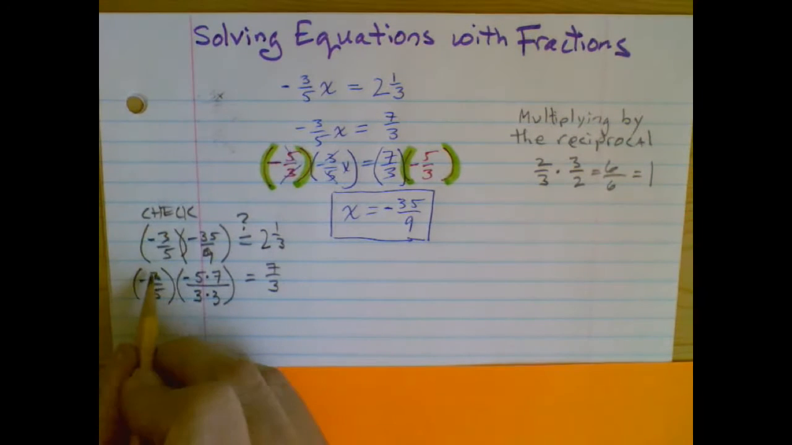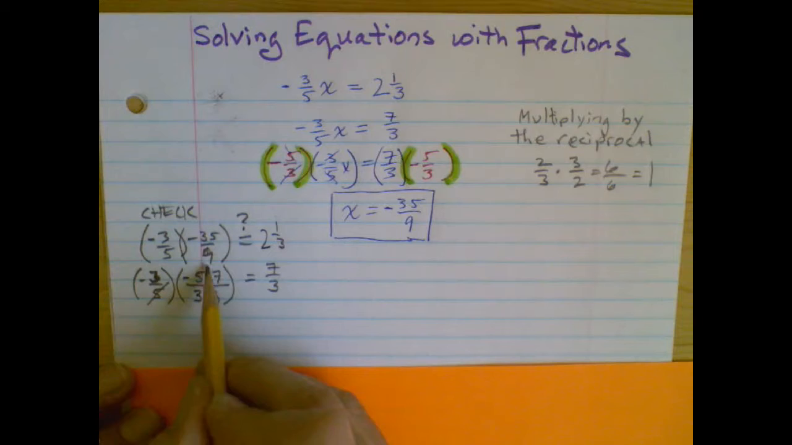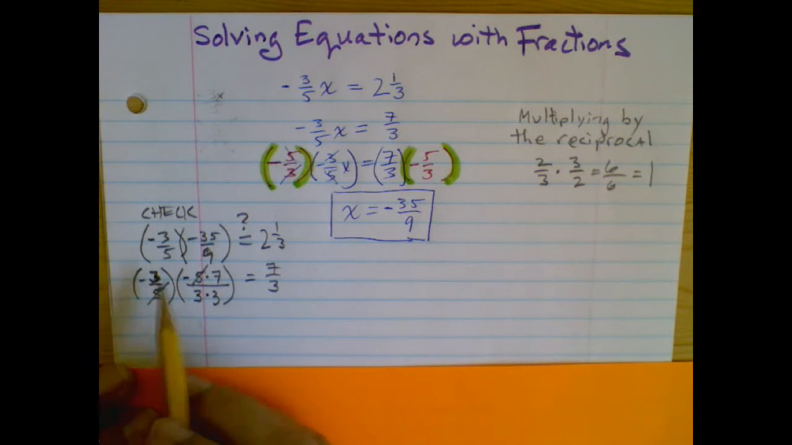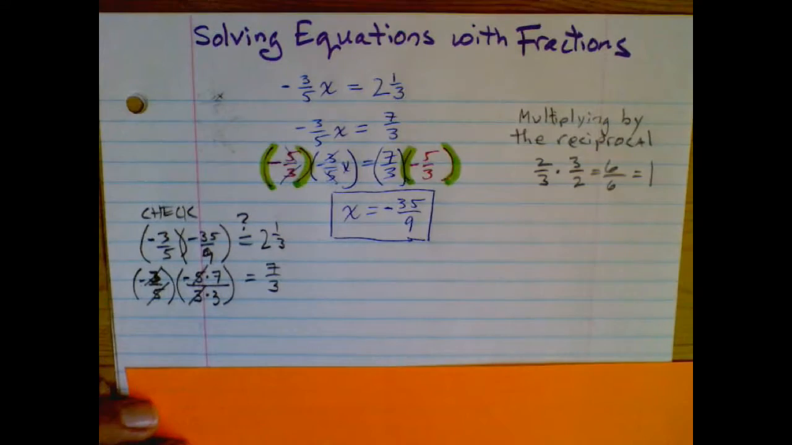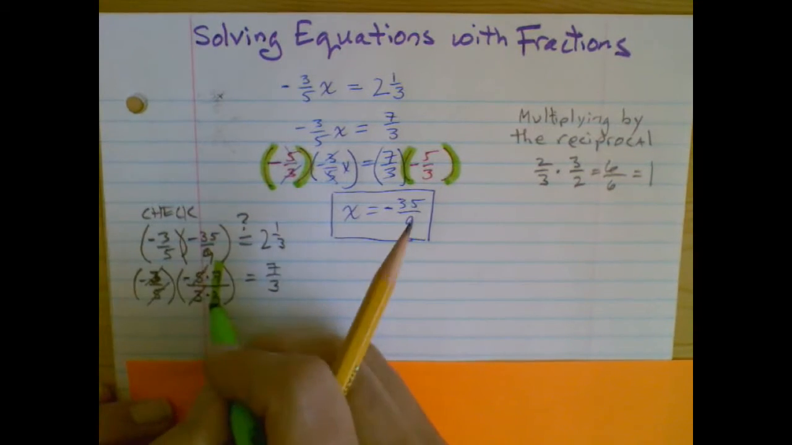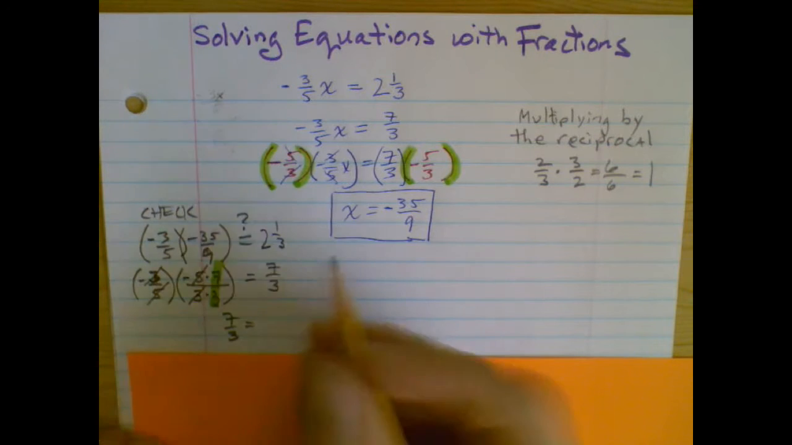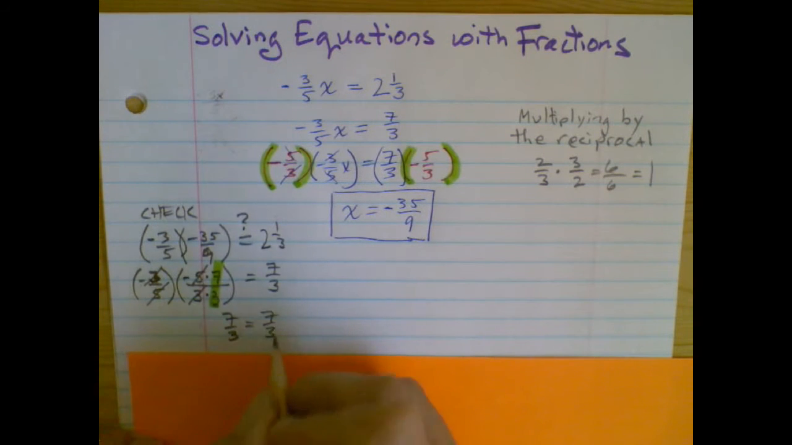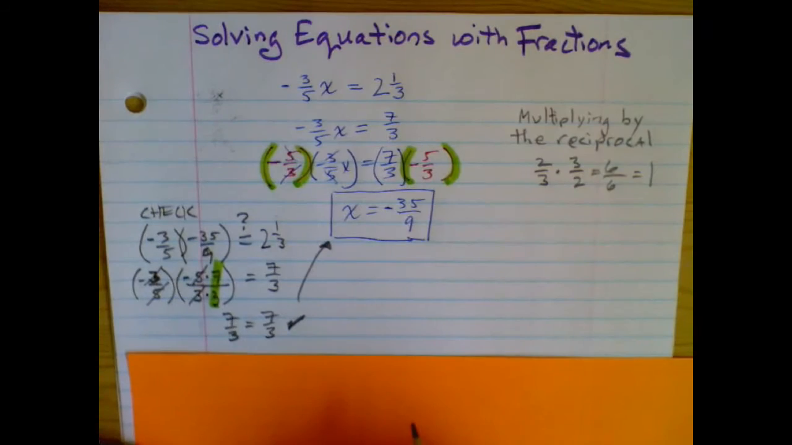Now, I go back and I ask myself, sorry, my 3 here is kind of not very neat. Look, I have a 5 top and bottom. I can cancel those two out. And I have a 3 top and bottom. I can cancel those two out. A negative times a negative is a positive, and the only thing I have left, lo and behold, is this 7/3. So sure enough, my left side is the same thing as my right side. Because those two match, I know that my solution here is correct.